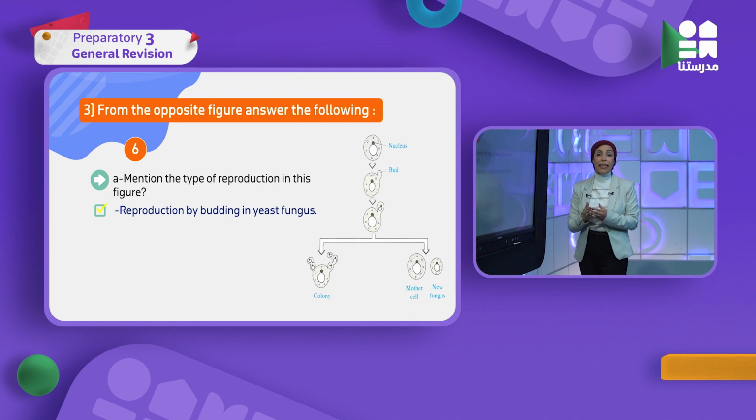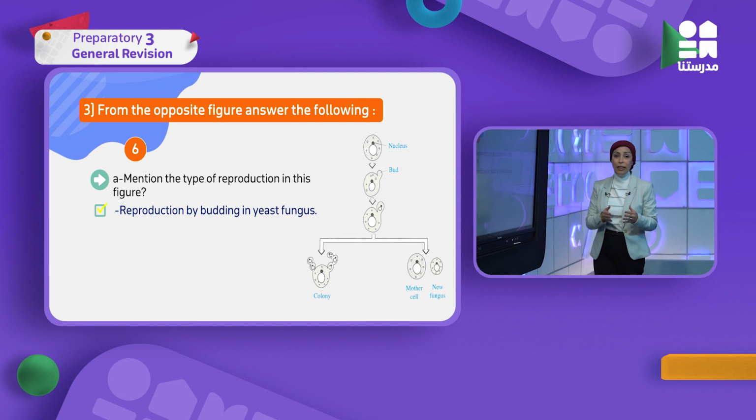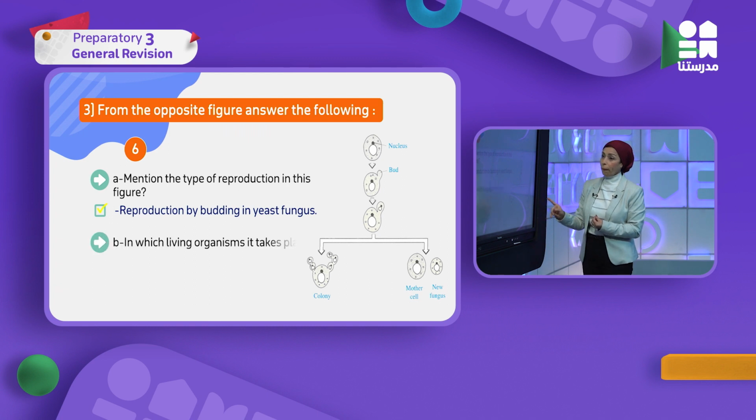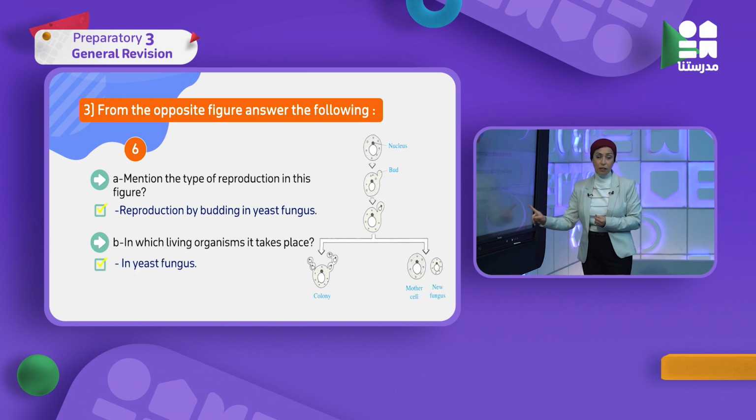It happens in the yeast fungus. When I said before the yeast fungus هي الخميرة which you put it in the baking, so it increases the size and the amount of the baking. In which living organism does it take place? It takes place قلنا في yeast fungus only.